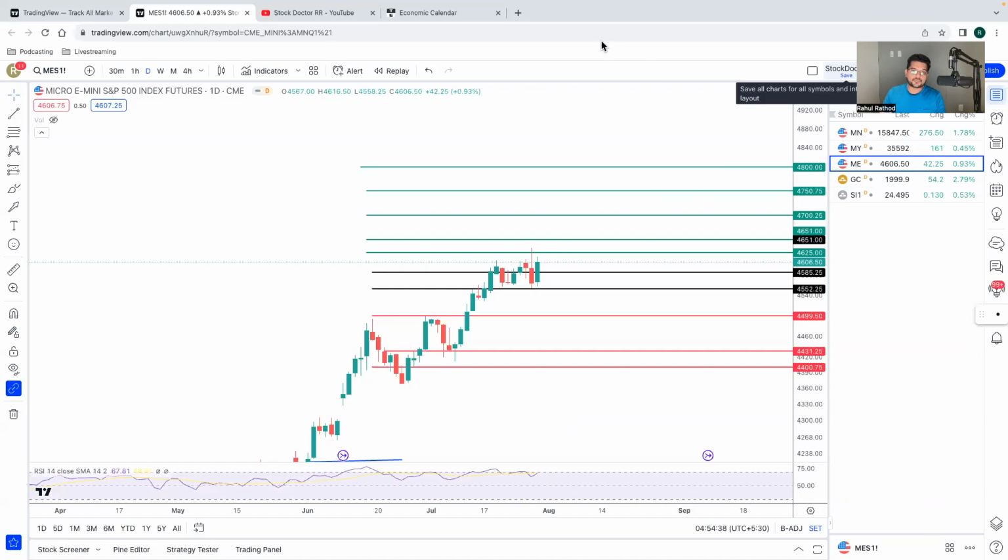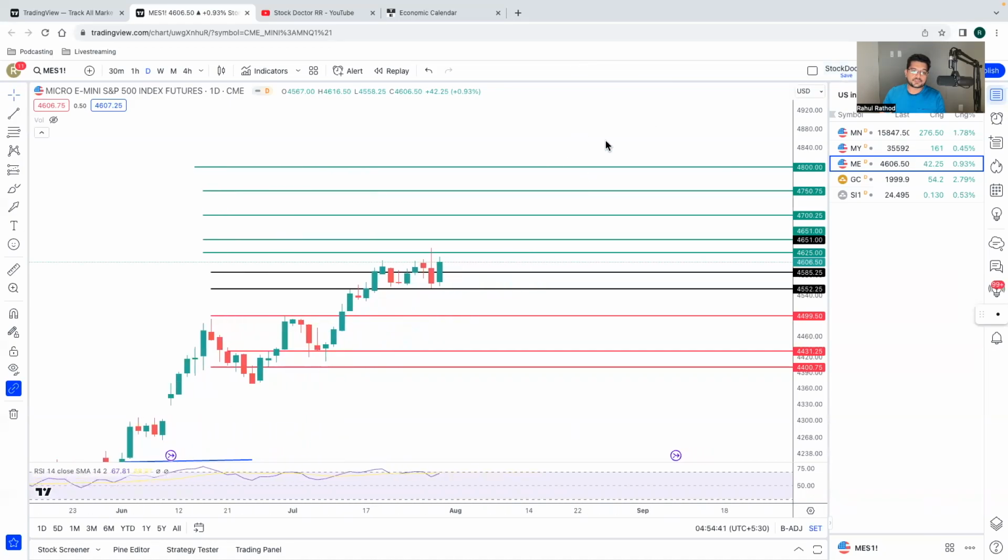Okay, and before going to 4800, these are the levels. You can see right now it is trading at 4600. First target is 4625, 4650, 4700, 4750, 4800. Slowly and steadily it can go towards that level. Downside, I will talk only if it starts trading below 4550. If it starts below 4550, 4500, 4430, 4400. These are the three downside levels which I can see.